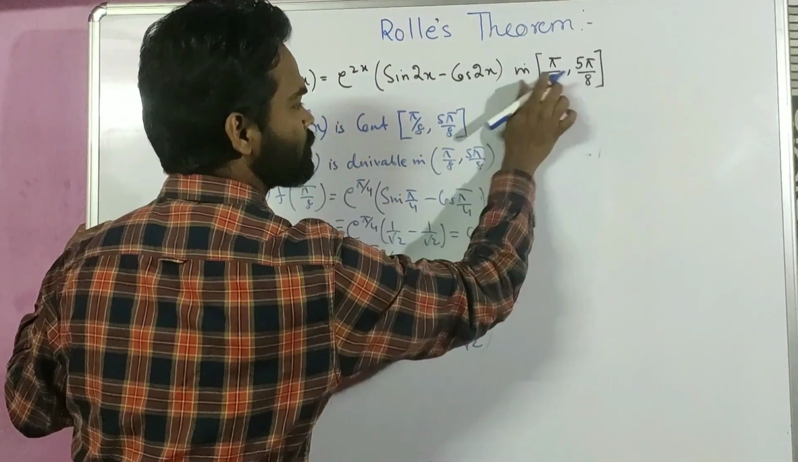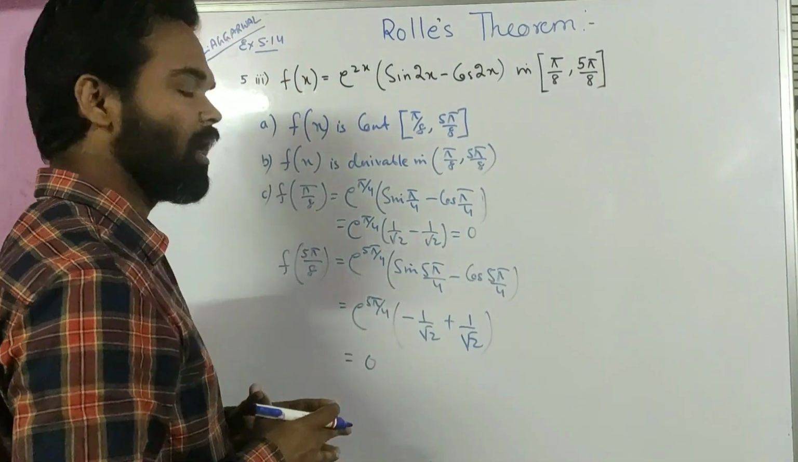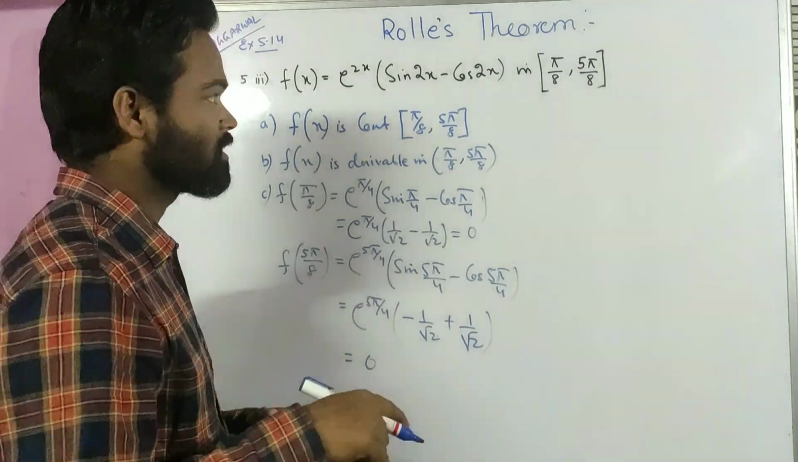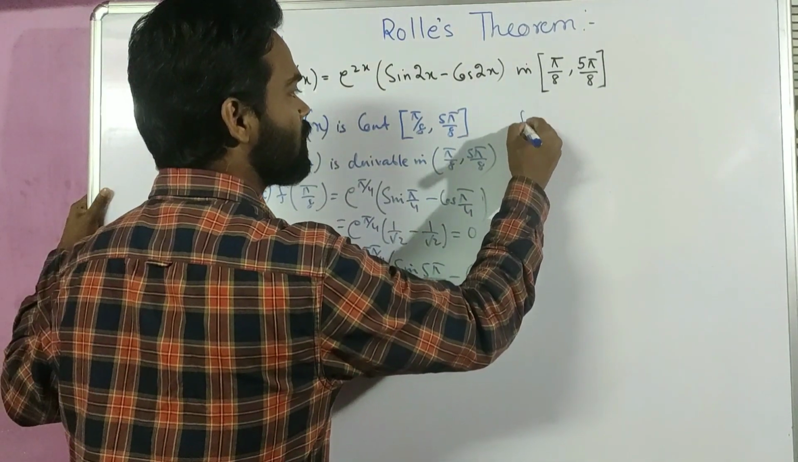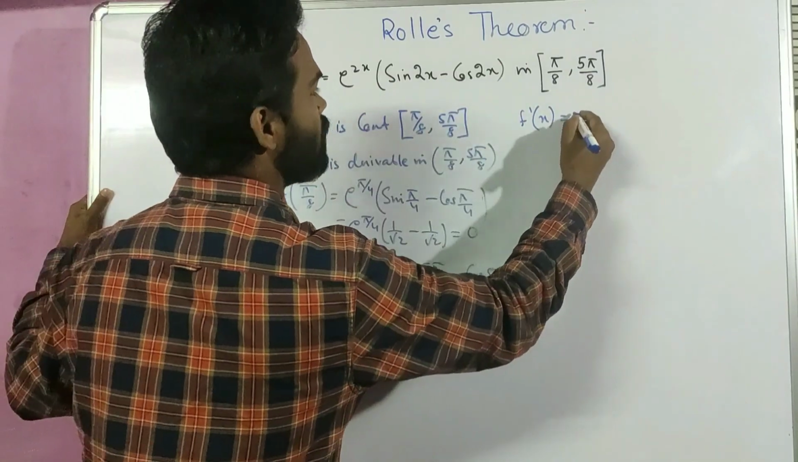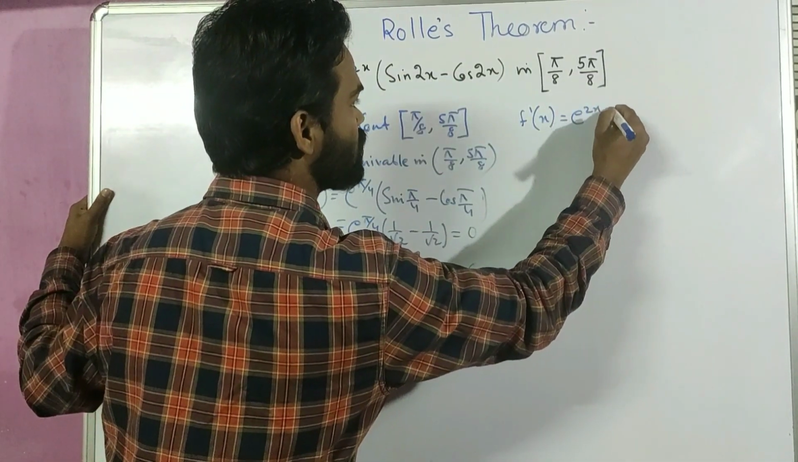Now we see that all the three conditions of Rolle's theorem are satisfied, which means there exists a real number c such that f dash c is equal to 0. Let's find f dash x. f dash x is what? We'll differentiate this first function.